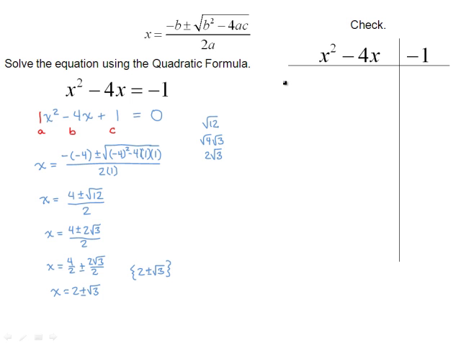Well, let's use the positive version. So we'll have 2 plus the square root of 3 squared minus 4 times 2 plus the square root of 3. Well, let's go ahead and square 2 plus the square root of 3. We know that would just mean to multiply it times itself.